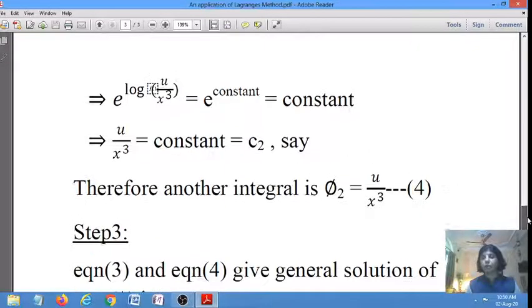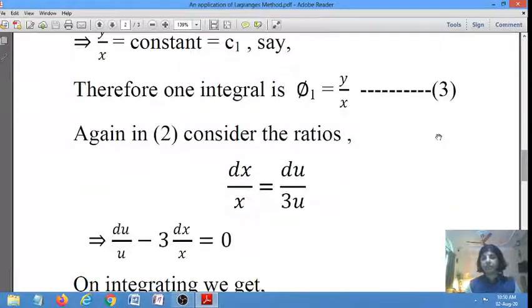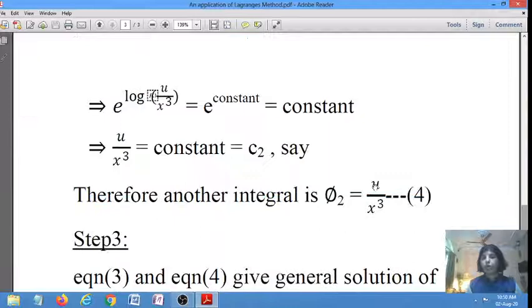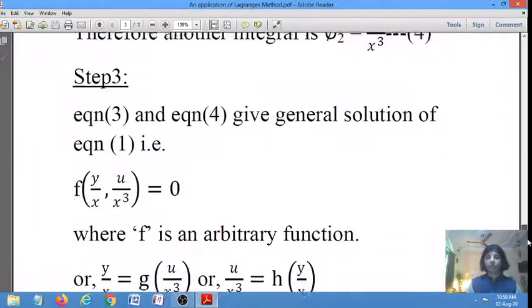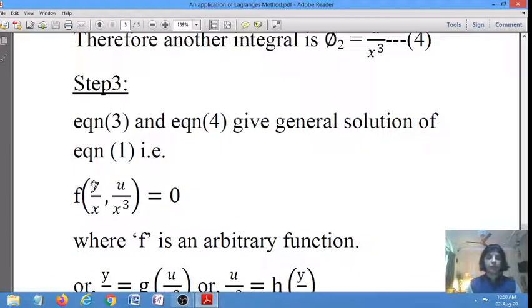So we have obtained two integrals. The first one is phi 1 is equal to y by x, which is marked as 3, and phi 2 is equal to u by x cube, which is marked as 4. Now the final step for finding the general solution of the given quasi-linear partial differential equation. So the general solution of the given equation 1 is given by f of phi 1, phi 2 is equal to 0. Phi 1 was this y by x, and phi 2 was this u by x cube.